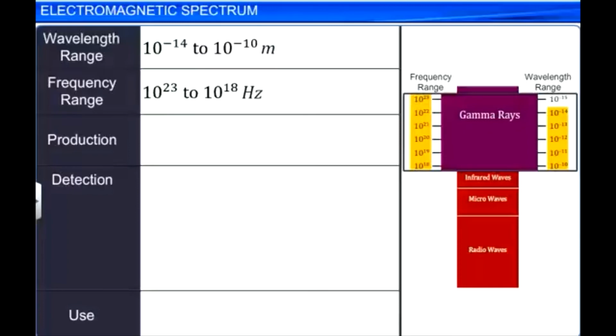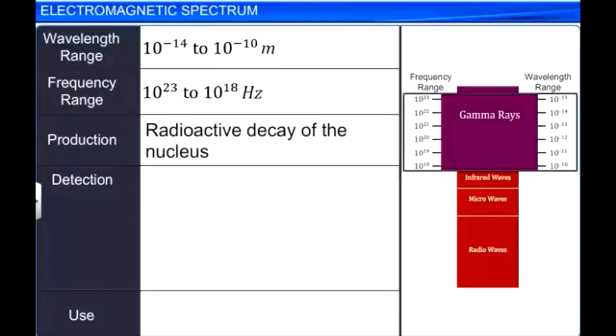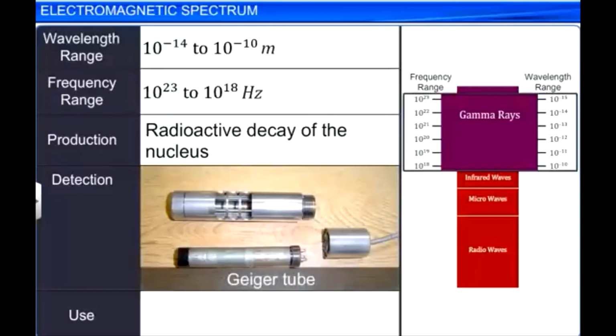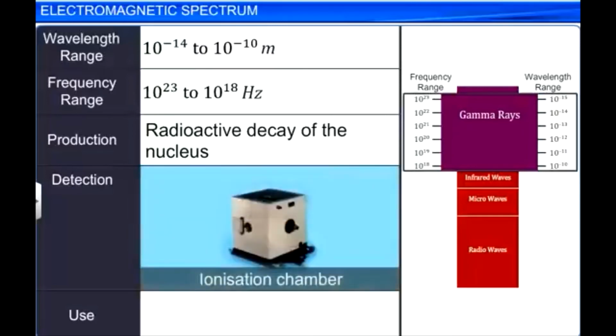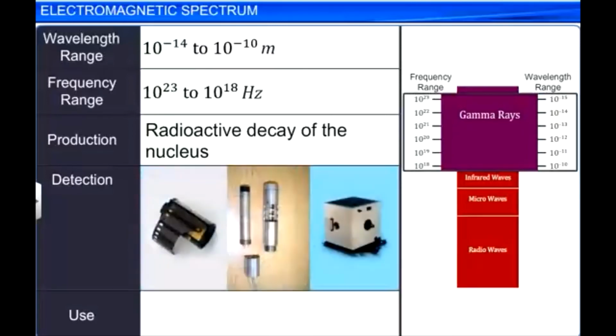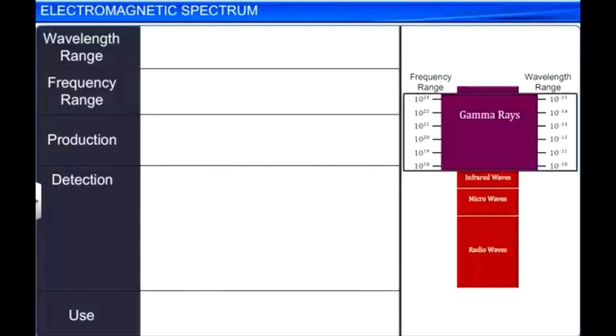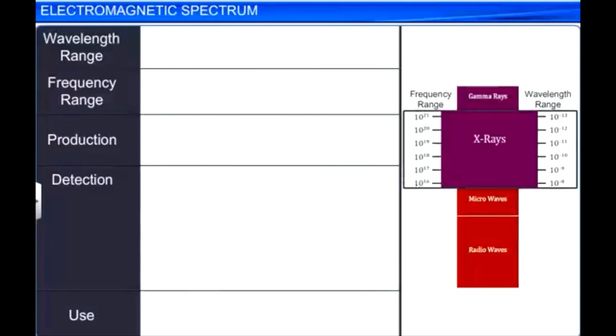They are detected by photographic films, Geiger tubes, and ionization chambers. They are used in medicine to kill cancer cells. Now, let us move on to X-rays. Wavelength of X-rays is in the range of 10⁻¹³ meters to 10⁻⁸ meters.